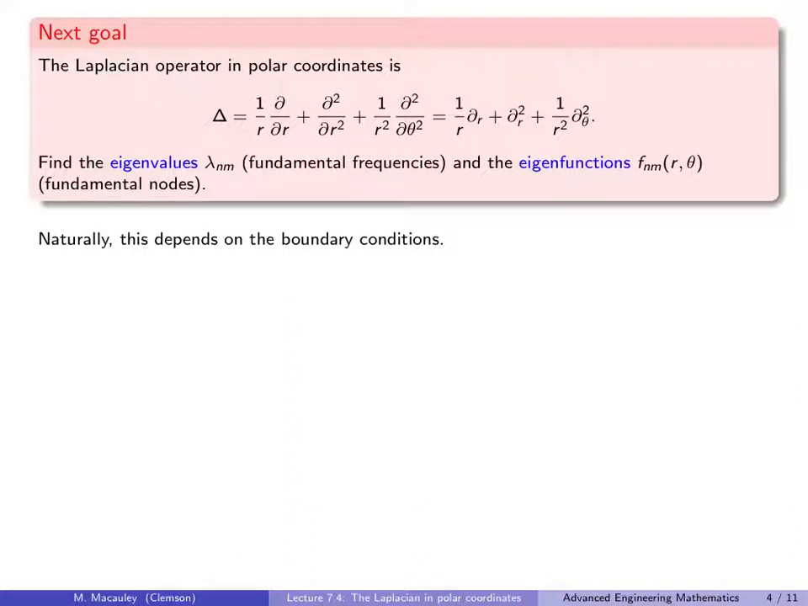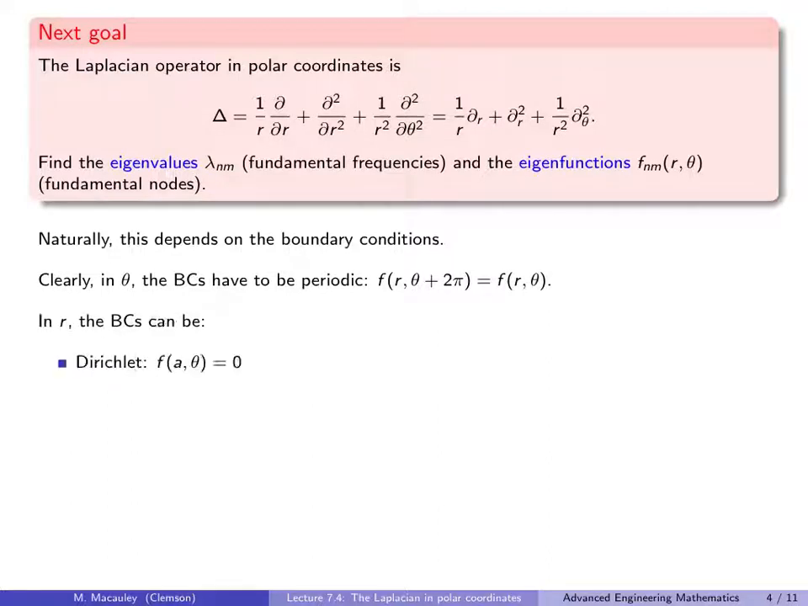Naturally, this depends on the boundary conditions. Clearly, in theta, the boundary conditions have to be periodic. Whatever your function f or u is, f of r and theta plus 2 pi has to equal f of r and theta. However, in r, we have several choices for the boundary conditions. If we have a circular region, we can specify the temperature at the boundary. And if we do that, we get Dirichlet conditions. It doesn't have to be 0, but that's the simplest example. If we insulate the boundary of the circular region, then we get Neumann boundary conditions. That means that the rate of change of f with respect to r is 0.